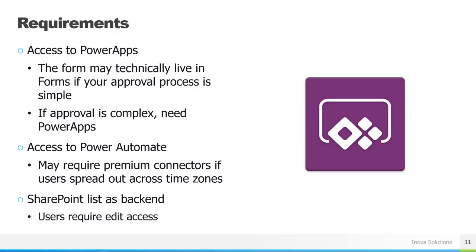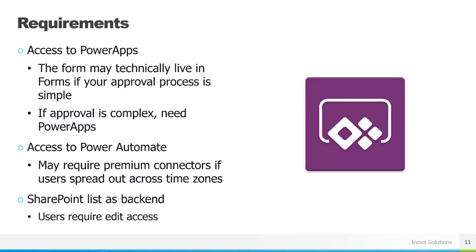This solution does have a couple of requirements as well. So we need to have access to Power Apps, and Power Apps is available in Microsoft 365 Business Standard. That's the one that used to be called Office 365 Business Premium. So that licensing or higher. So Microsoft 365 Business Standard, Microsoft 365 Business Premium, Office 365 E1, E3, E5, Microsoft 365 E3 and E5. All of these solutions include Power Apps.